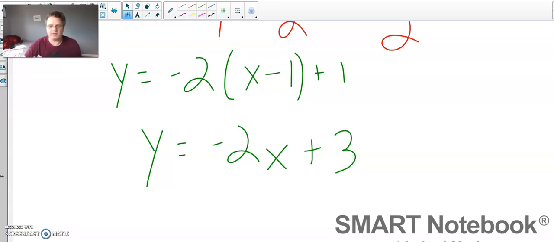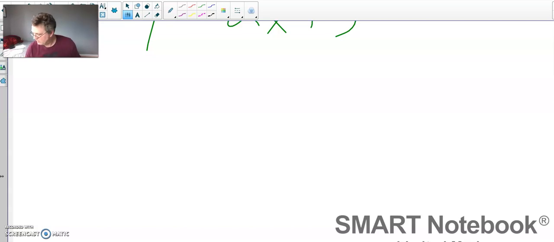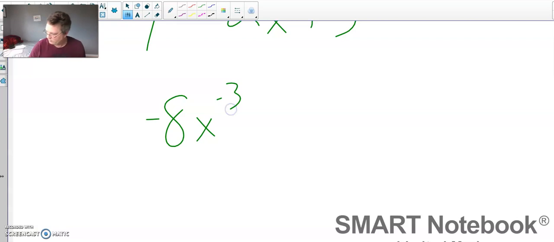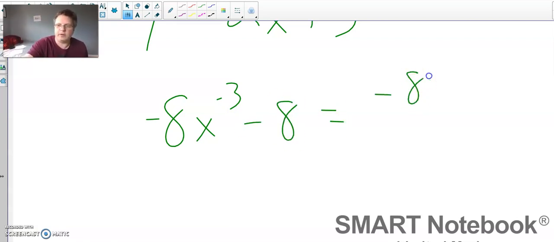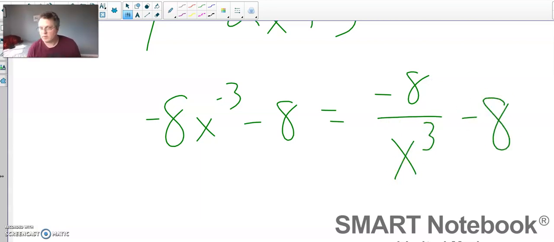Number 29, find the derivative. So 29 is -8x to the -3rd minus 8, and it could be rewritten as -8 over x cubed, minus 8. That's it. That's all there is to it. And that's your negative power rule, rule number 7, which we've seen with the quotient rule as well. So there they all are.